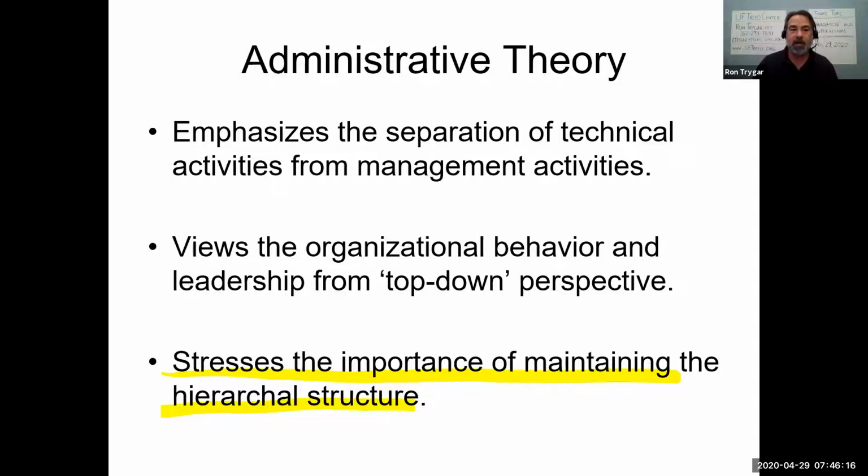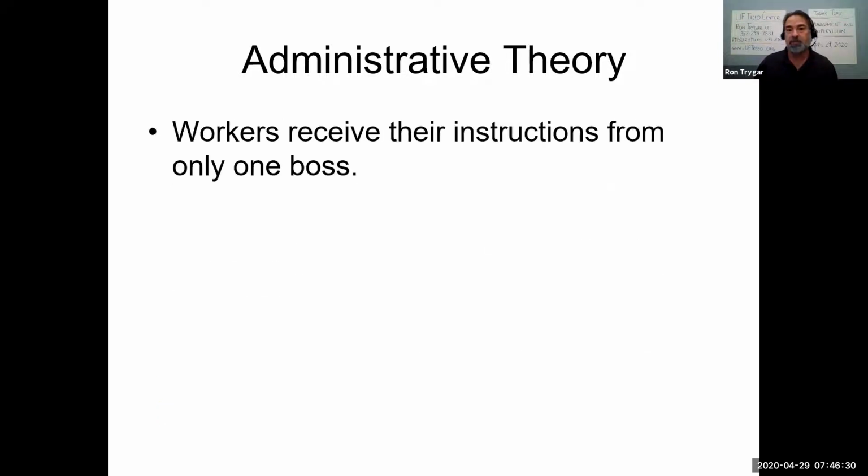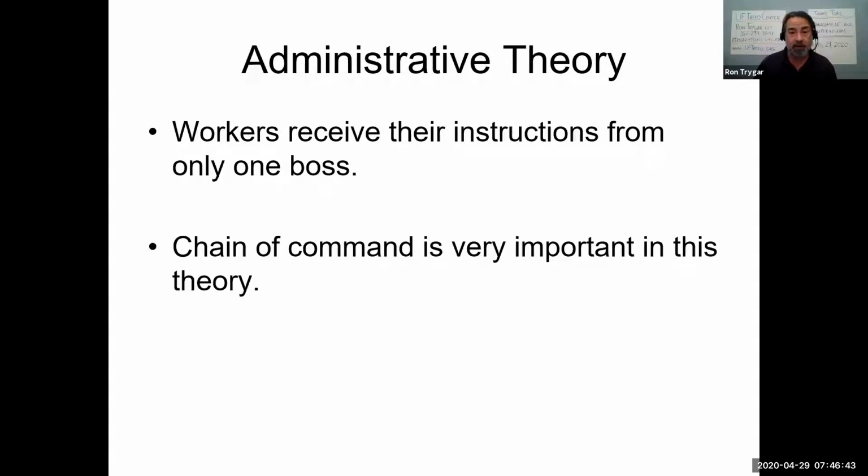Now we started to see unionization come after this, because the hierarchical structure tended to be a little bit maybe not as perceptive of what was happening in the trenches, so to speak. So the administrative theory follows that the workers receive their instructions from only one boss, so one supervisor over maybe dozens of workers or more. The chain of command is very important to this theory.